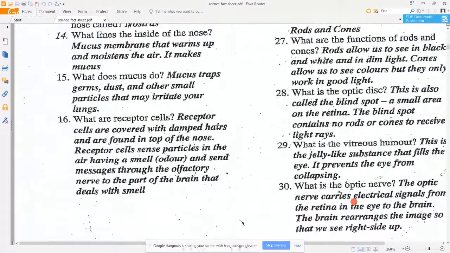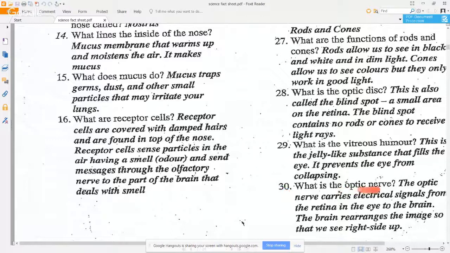29. Yes, here it is. A small area on the retina. The blind spot contains no rods or cones to receive light rays. That's why it's referred to as the blind spot. So what then is the vitreous humor? This is a jelly-like substance that fills the eye. It prevents the eye from collapsing.